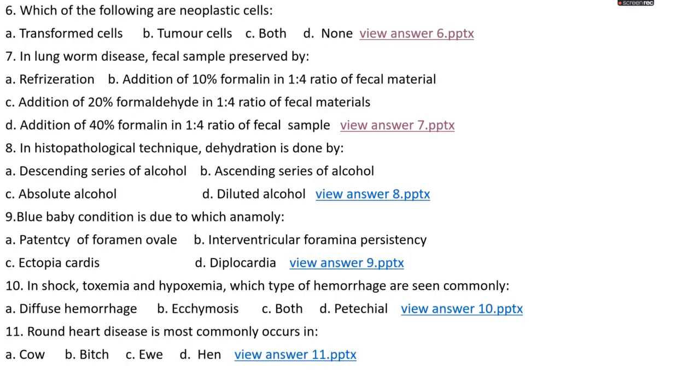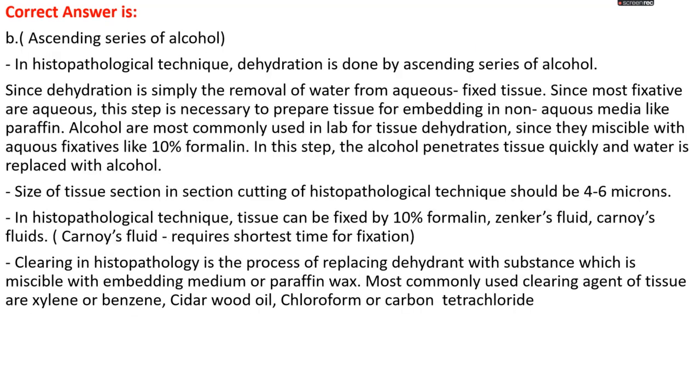Okay. Question number 8. In histopathological technique, dehydration is done by: option A, descending series of alcohol; option B, ascending series of alcohol; option C, absolute alcohol; or option D, diluted alcohol. The right answer is option B, that is ascending series of alcohol. In histopathological technique, dehydration is done by ascending series of alcohol.